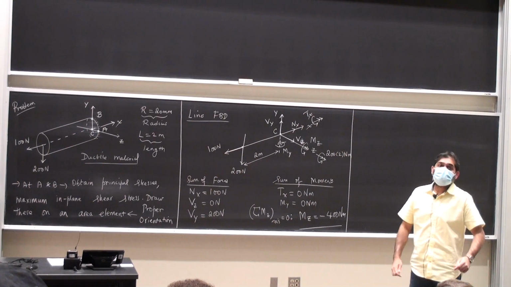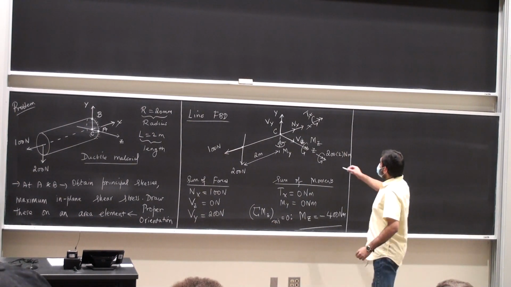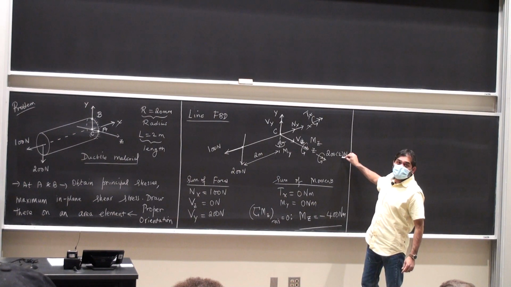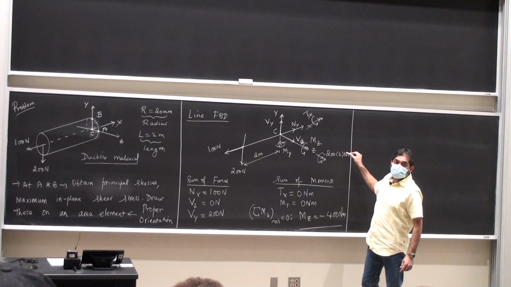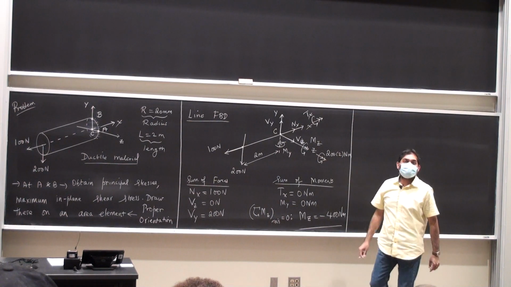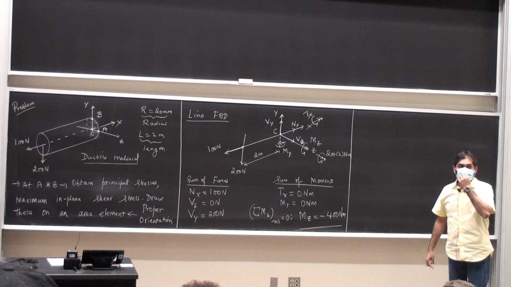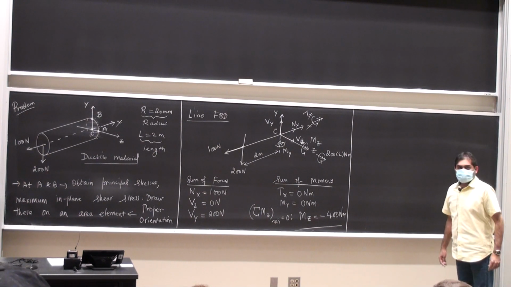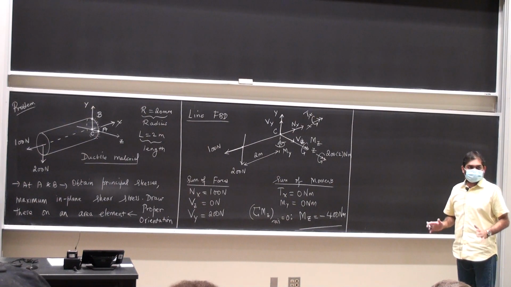Why is it negative? Because if I'm summing moments about the z-axis, this is along the positive z, this is also along the positive z, and they add up to 0, which means this has to be negative. Make sense to everybody?